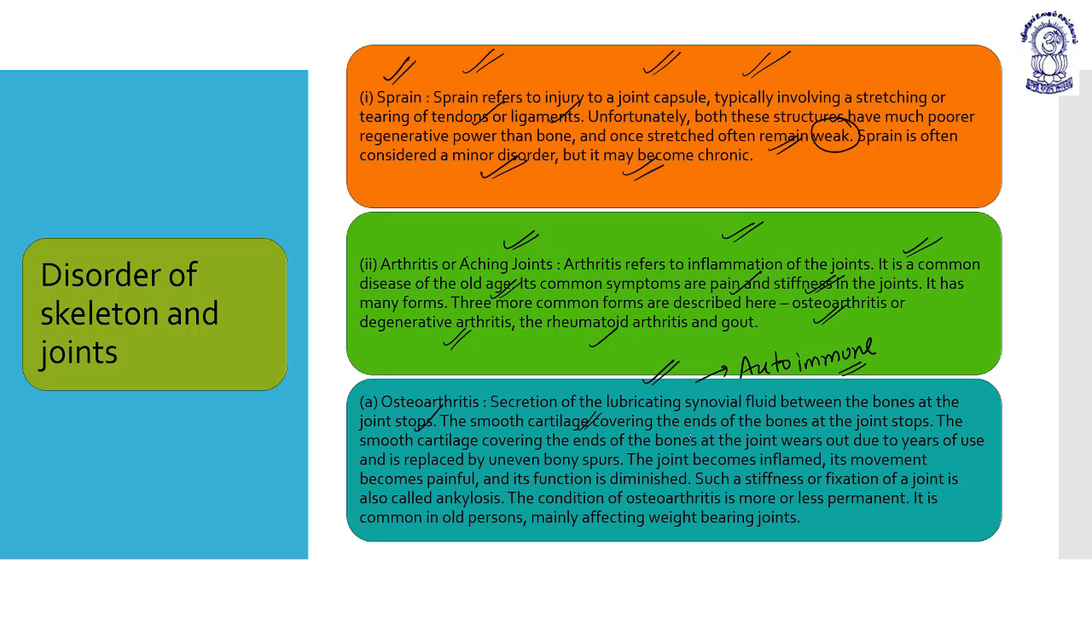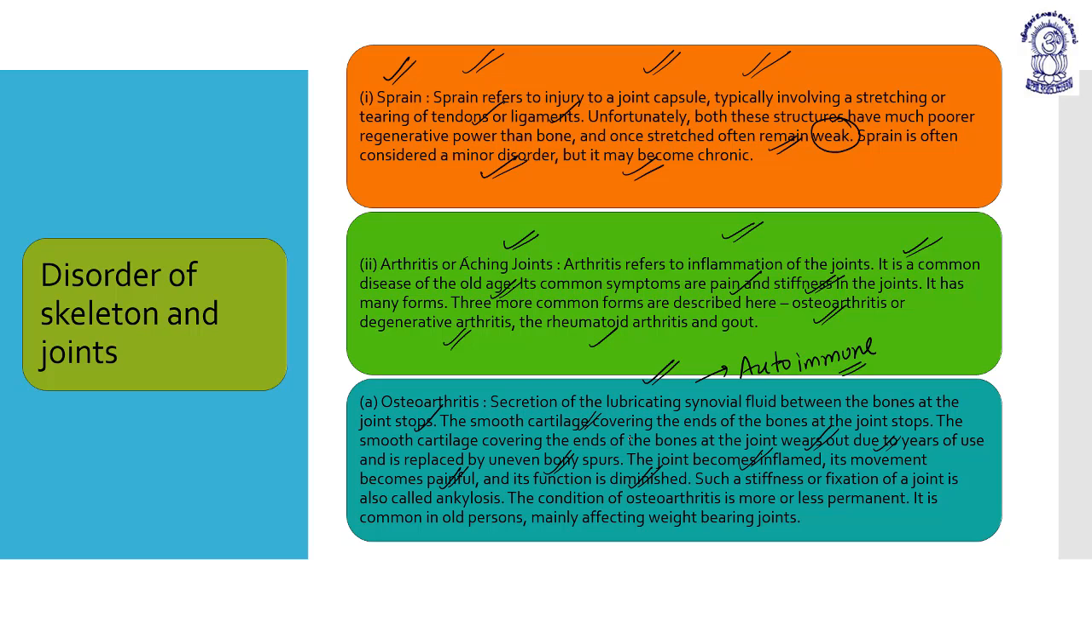The smooth cartilage covering the ends of the bones at the joint wears out. It gets dissolved, reabsorbed due to the years of use, and is replaced by uneven bony spurs. Bony spurs means spines, like thorns. The joint becomes inflamed, swelled up. Its movement becomes painful, and its function is diminished.